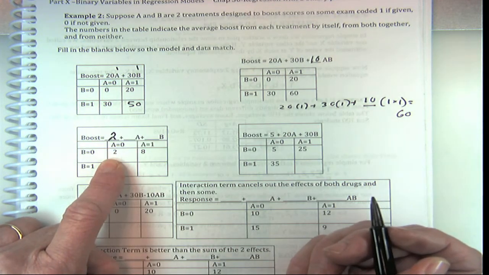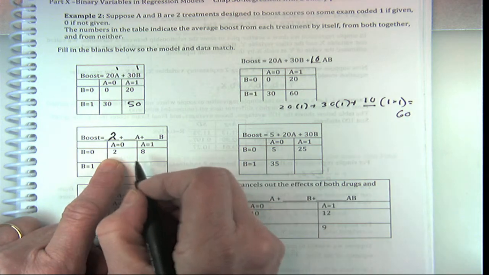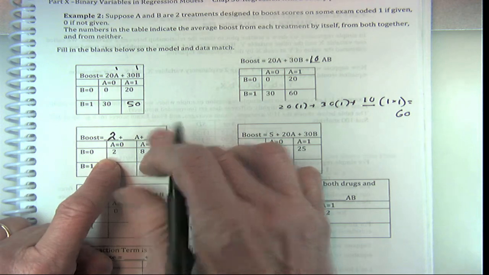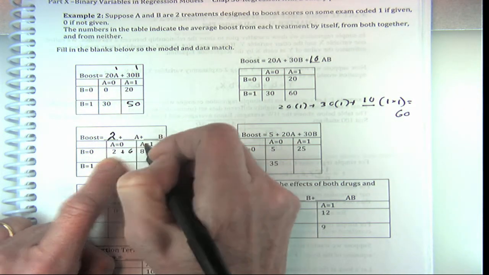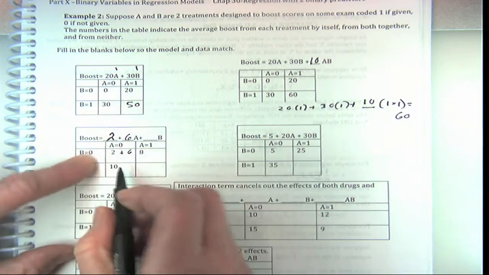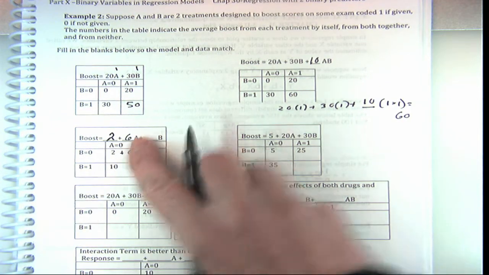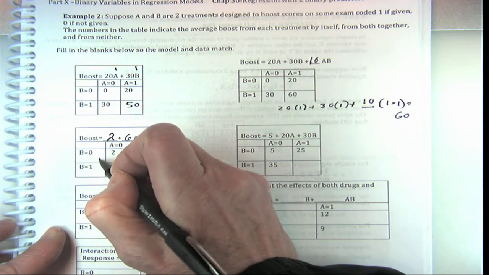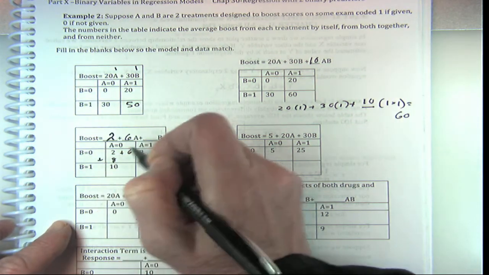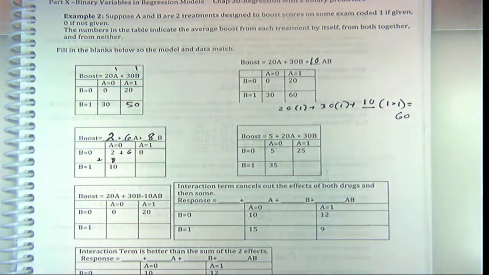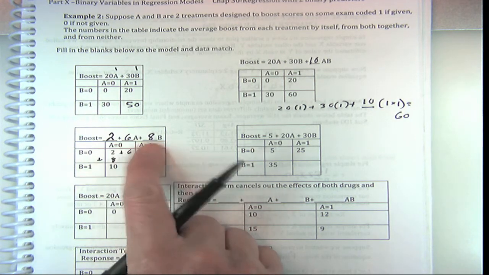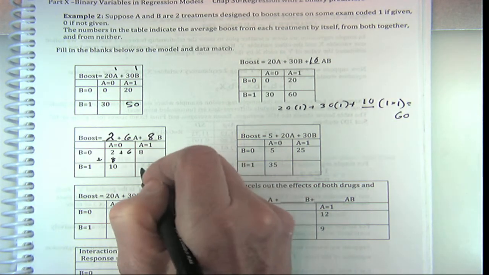That's the starting point. Then if you add drug A, going from B still 0, that will give you a boost of what? 6. And what does drug B give you when A is 0? 2 plus what? 8. So that's 8. Okay? There's no interaction there. So if there's no interaction, you're just getting the boost from both of them, so it's 2 plus 6 plus 8, which is 16.